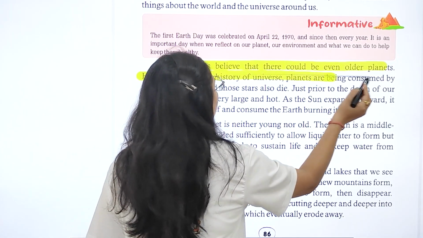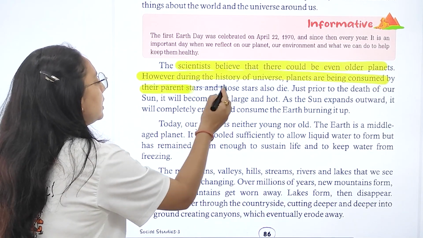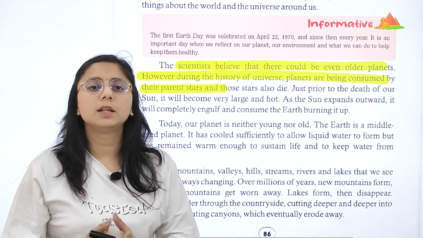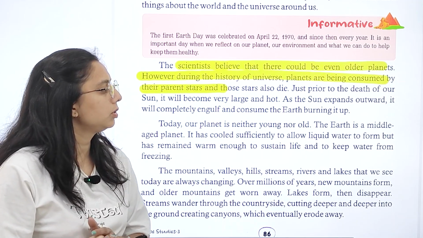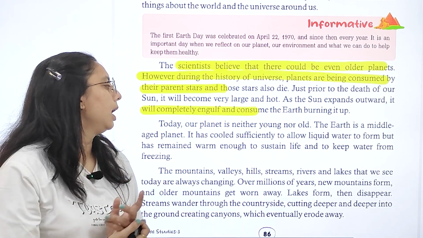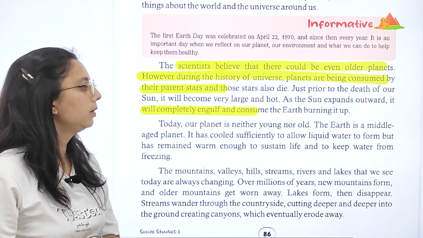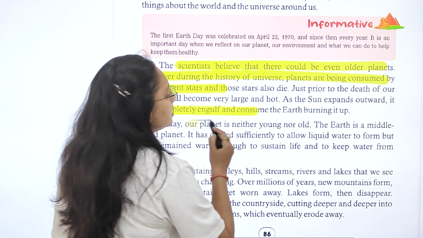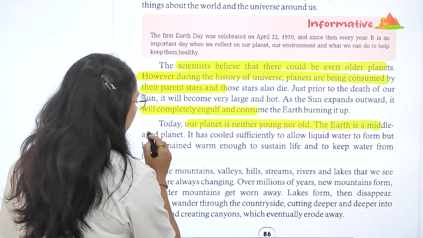Next, scientists believe that there could be even older planets. However, during the history of the universe, planets are being consumed by the parent star, and what happens, stars also die. So as the sun expands outward, it will completely engulf and consume Earth, burning it down. A planet is neither too young nor too old. Earth is a middle-aged planet.